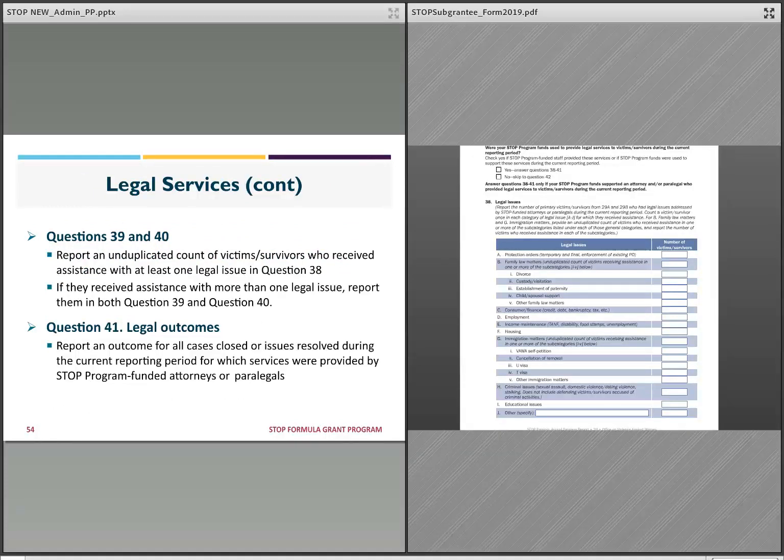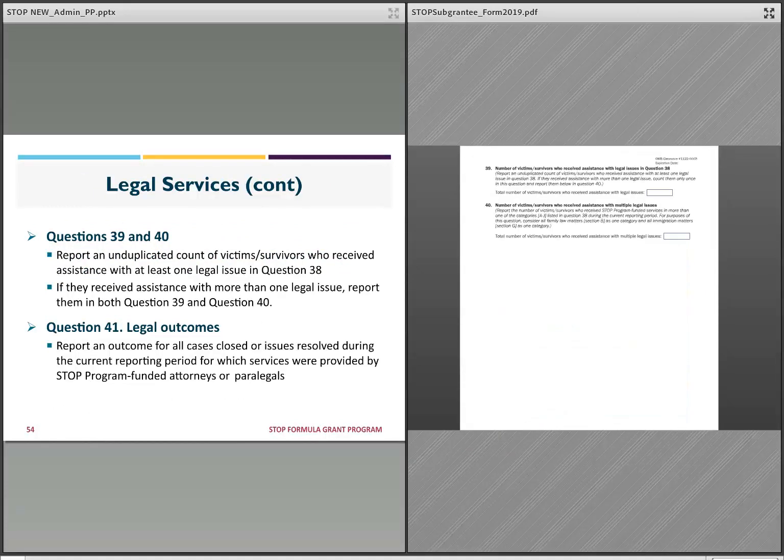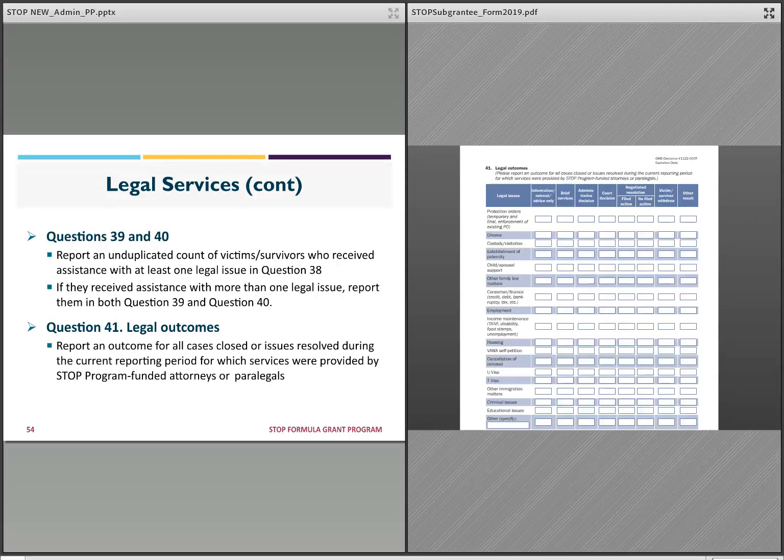In question 39 and question 40, report an unduplicated count of victim survivors who received assistance with at least one legal issue that was reported in question 38. If they received assistance with more than one legal issue, report them in both question 39 and question 40. 39 asks for the total number of victim survivors who received assistance with legal issues. And question 40 asks for the number of victim survivors who received assistance with multiple legal issues.